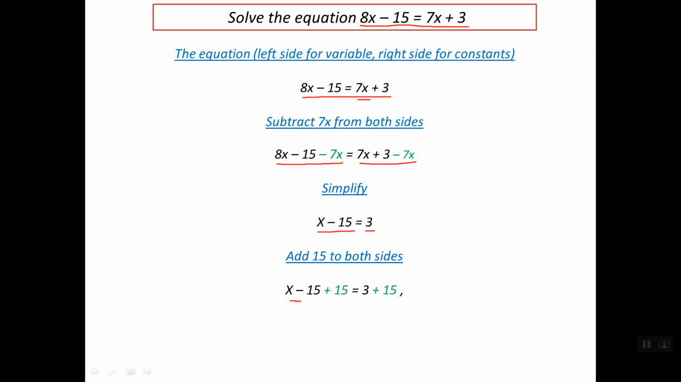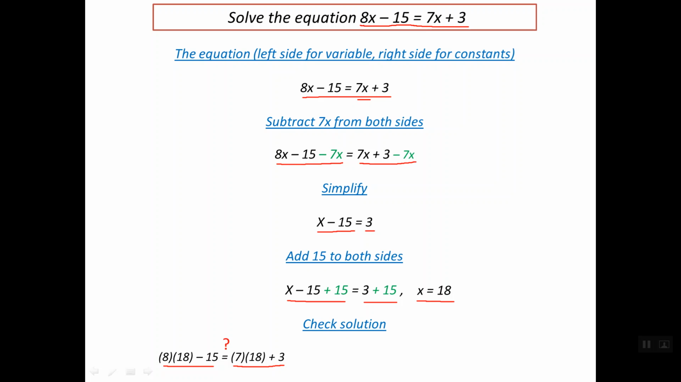So the left side becomes x minus 15 plus 15, and the right side becomes 3 plus 15. So we can simply simplify this equation. So x is equal to 18. We can check this solution by substituting this value of x in the main equation. So in the main equation, the left side is 8x minus 15, so 8 times 18 minus 15. And the right side of the equation is 7x plus 3, so 7 multiplied by 18 plus 3.